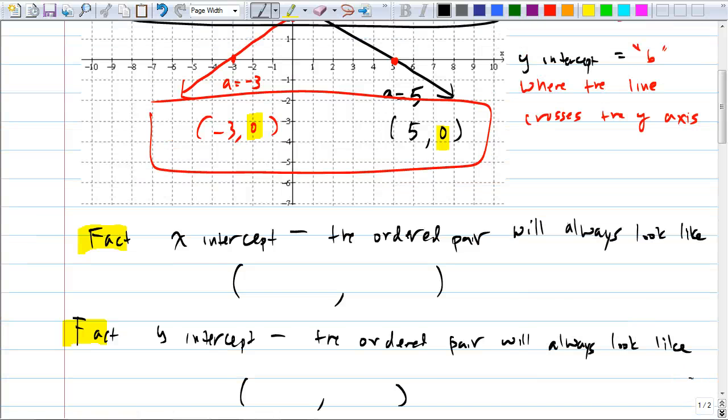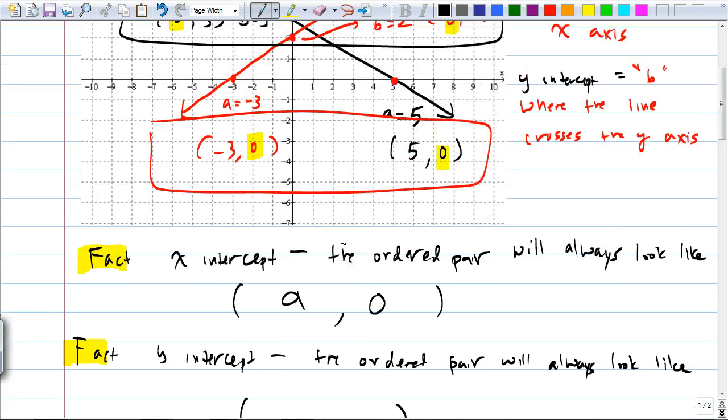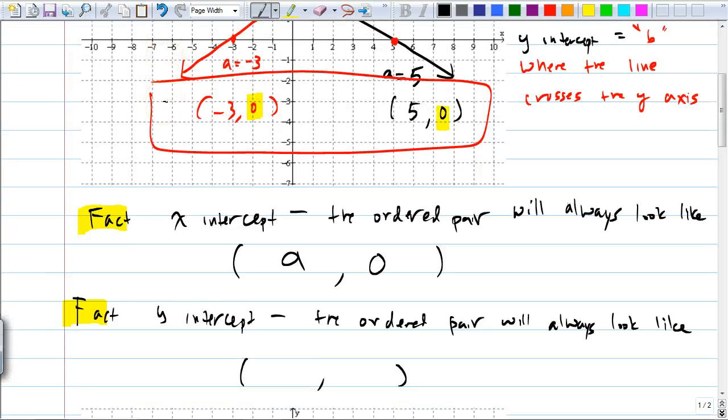All right, good. So what would the x-intercept, the ordered pair, always look like? How about Paige? What did your group say? We thought that the x-intercept will always look like A, 0. Very good. It's going to be A, 0. That A is where the line hits the x-axis. Look at these: A, 0, right? -3, 0, 5, 0. You see, these are the x-intercepts. What about then for the y-intercepts? How about Royce?